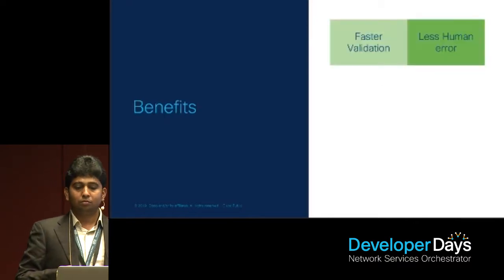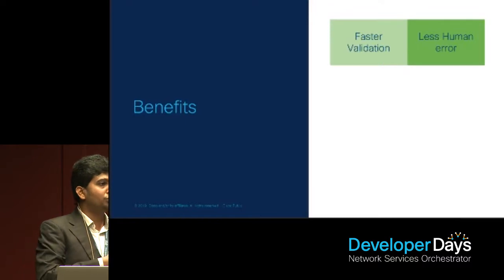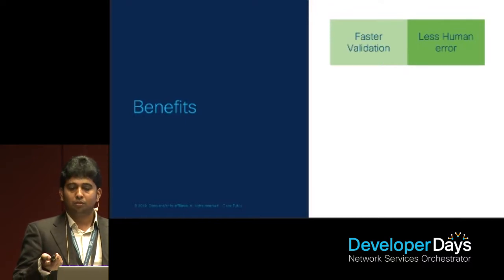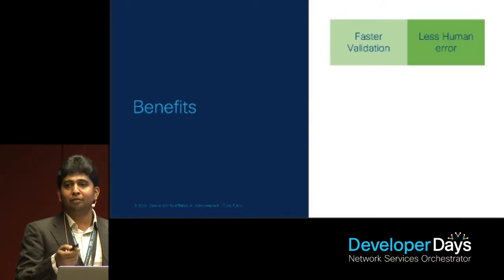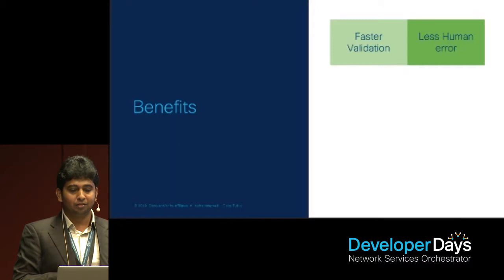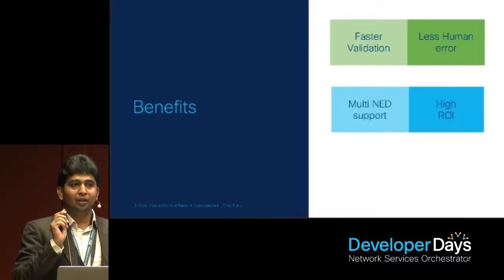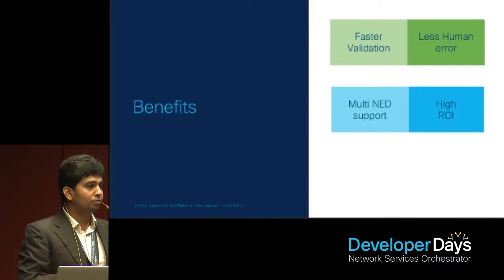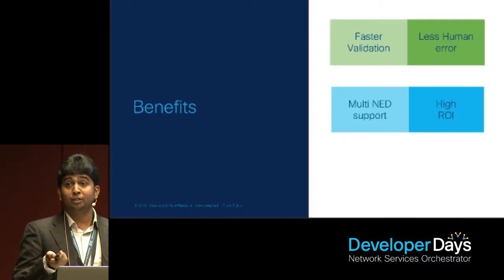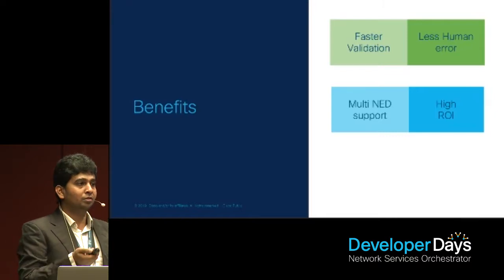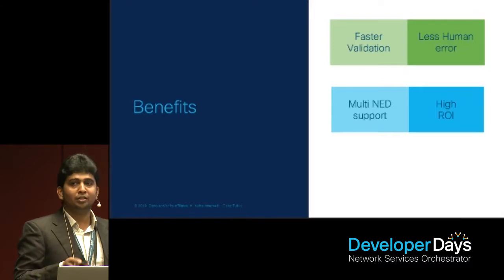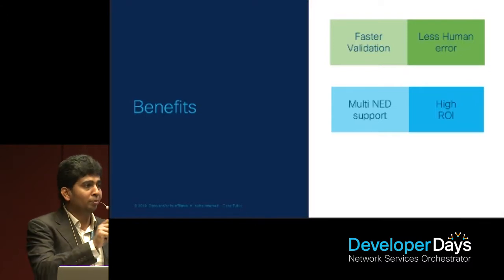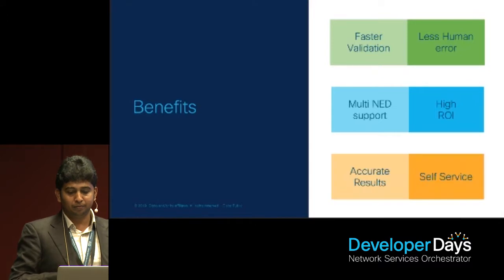Benefits: faster validation. We are reducing it from days to minutes. Less human error. If you're manually typing it, there are chances that we are missing some configurations. Multi-NED. It's not that we only support Cisco, we support other vendors too. High return on investment, right? The time that you get back is a very big return, so that you can concentrate on automating the actual services rather than validating it.